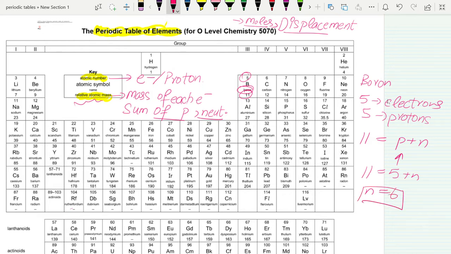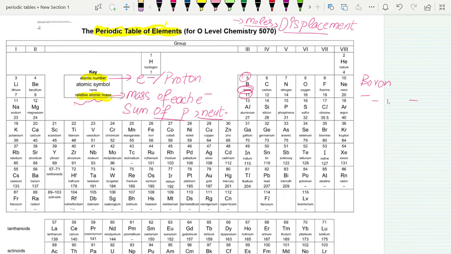It contains 6 neutrons. The boron atom has a relative atomic mass of 11, which is the sum of protons and neutrons. It contains 5 protons and 6 neutrons. I hope you understand that. And this is the case for each and every element in the periodic table: the relative atomic mass will be the sum of the protons and the neutrons.